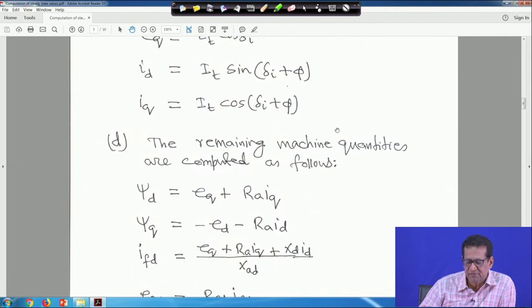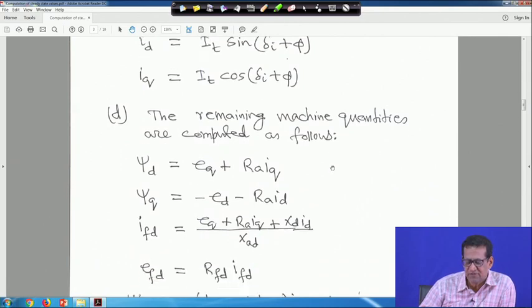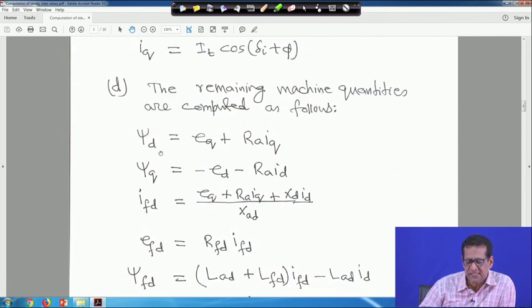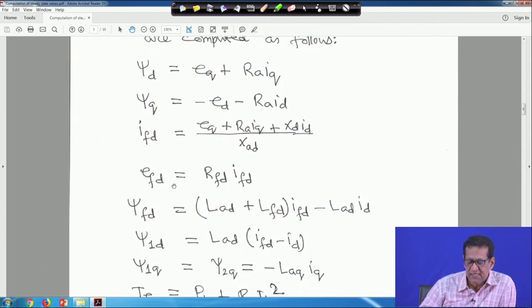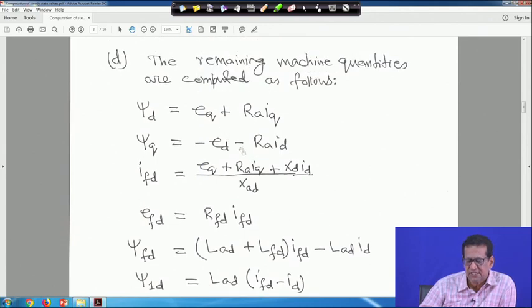Therefore, the remaining machine quantities are computed as follows. Psi d will be Eq plus RAIQ, psi q will be minus Ed minus RAID, and the IFD expression is also given before. So, IFD will be Eq plus RAIQ plus XDID upon XAD, right. And EFD, that is the field voltage, is equal to RFD into IFD.